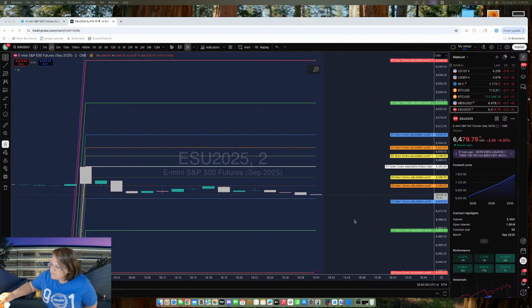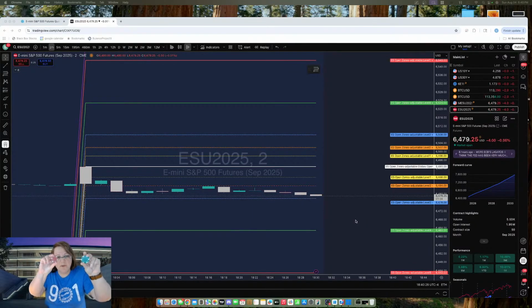We got a little bit of chai tea going on tonight. Got our red and green poker chips.